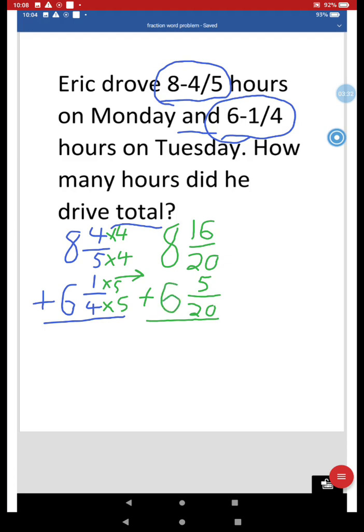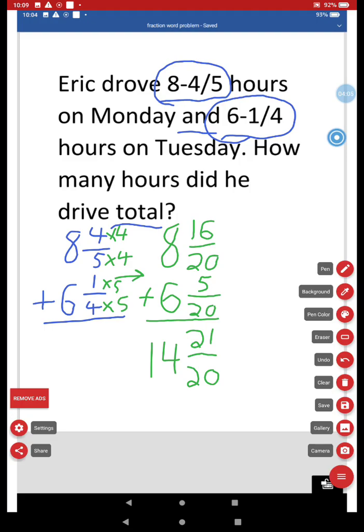All right, now that I have a common denominator, I can add them together. Denominator is still going to be 20. 16 plus 5 is 21. 8 plus 6 is 14. Now I have 14 and 21 20s. Right away, guys, you should see that 21 20s is not going to work. I need to simplify that.